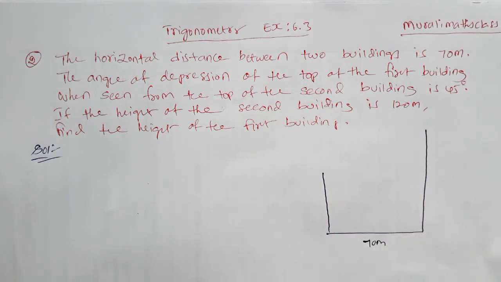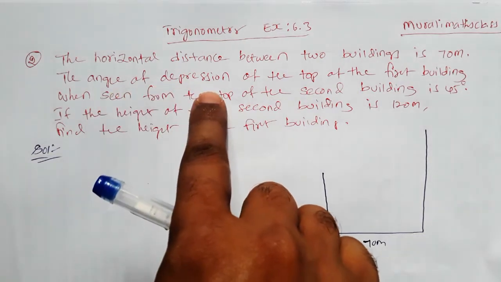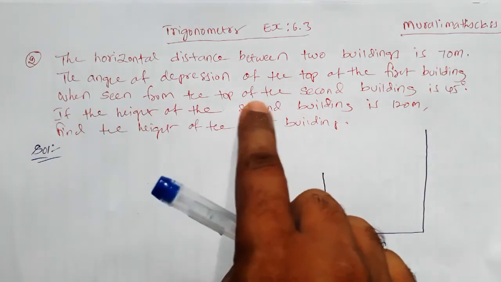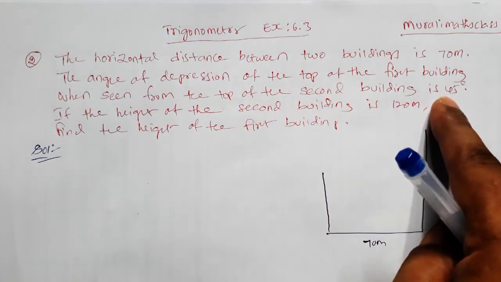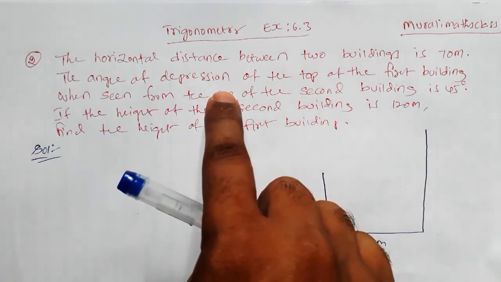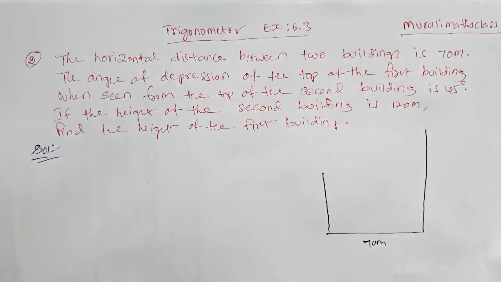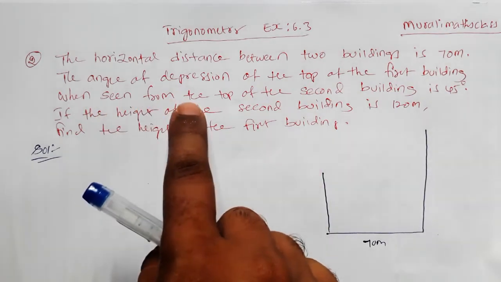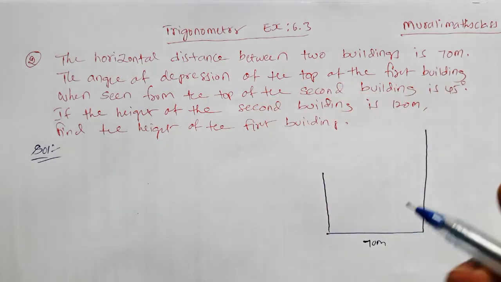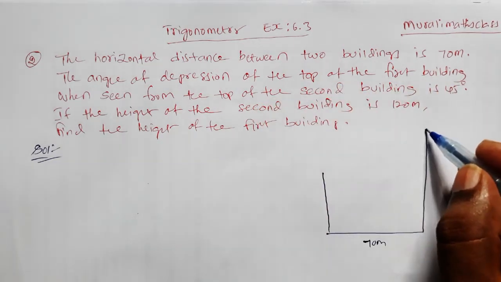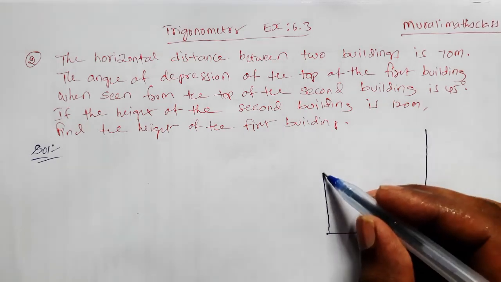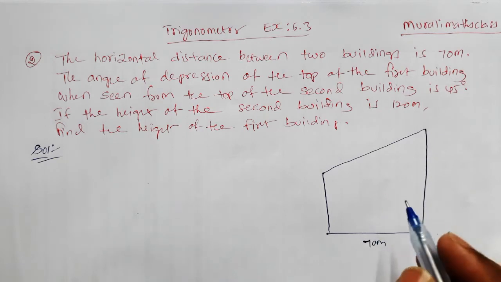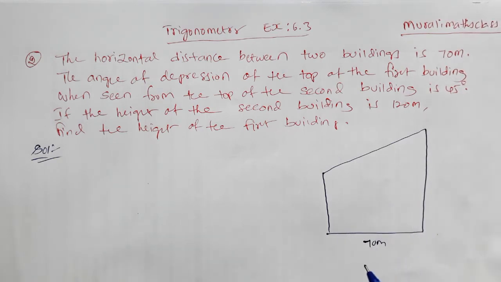70 meters. The angle of depression of the top of the first building when seen from the top of the second building is 45 degrees. So from here we are seeing the top of the first building. So join these both. How much is it given? 45 degrees. So for that, what we have to do?